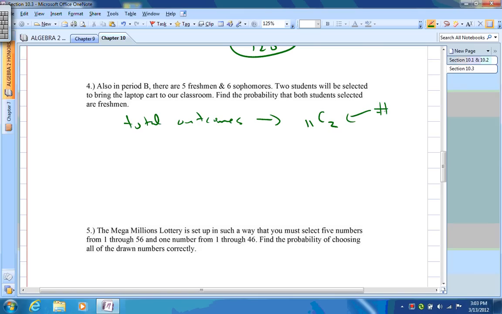So this would be the number of ways of selecting 2 out of 11 people, regardless of class, whether they're freshman or sophomore.